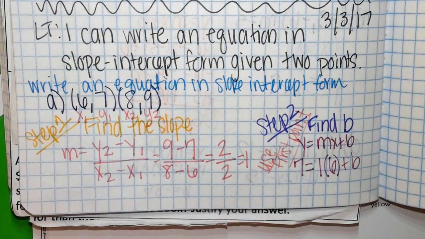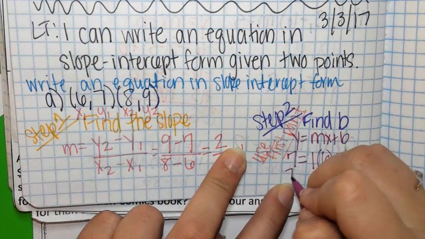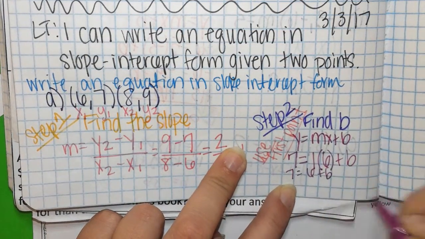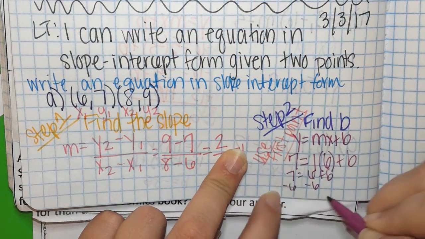How did you get the answer of 1, Reggie? You do 1 times 6, you get 6. And then you do minus 6 from 7, and 7 minus 6 is 1.